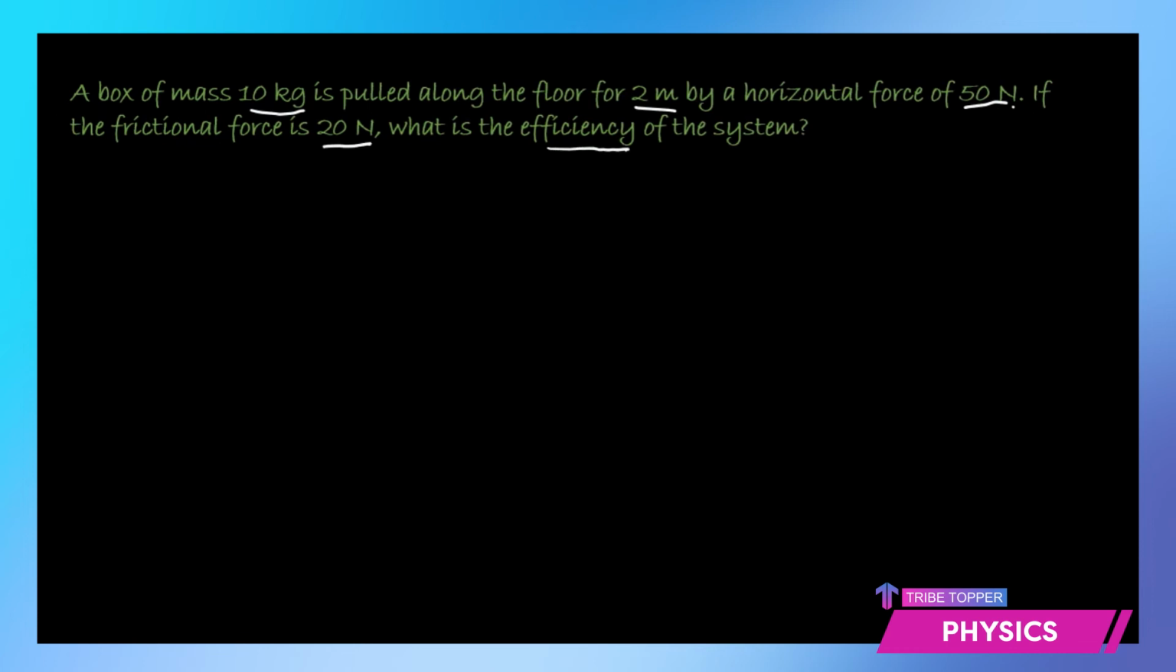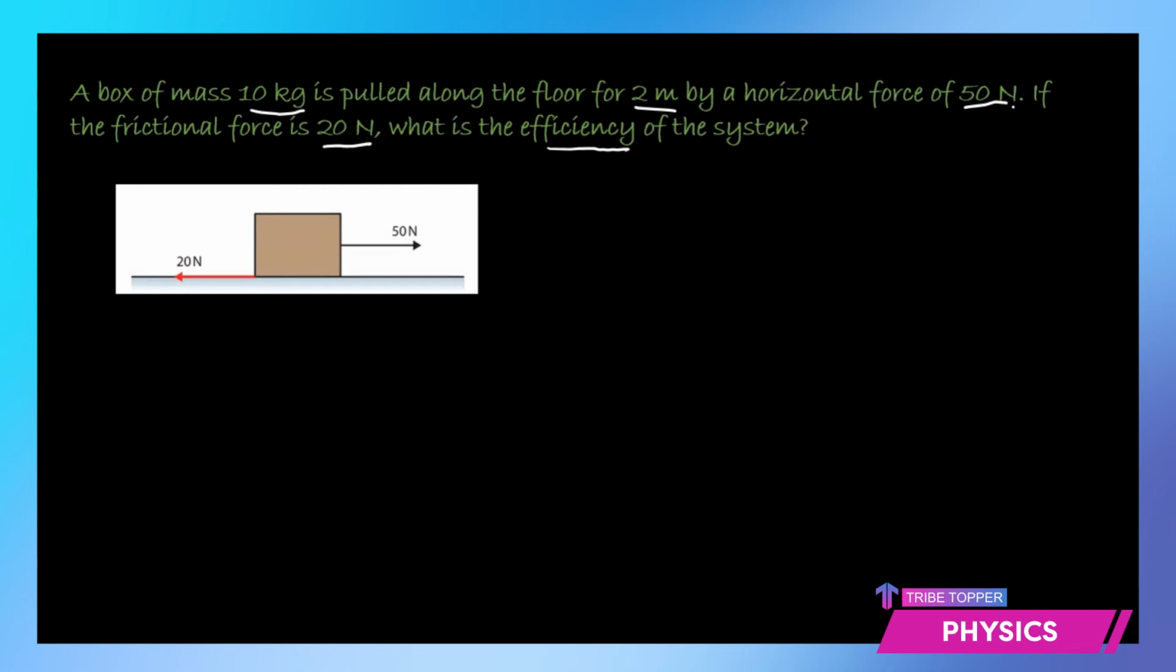Let's just visualize this situation. As we see here, there is a 50 newton force which is applied horizontally, so we would say the applied force is 50 newtons. This force is able to pull the box along the floor by 2 meters, so the distance moved S is 2 meters. It's in the same direction, so theta is 0. Therefore, the work done is simply the applied force times the distance S. So 50 times 2, that is 100 joules.